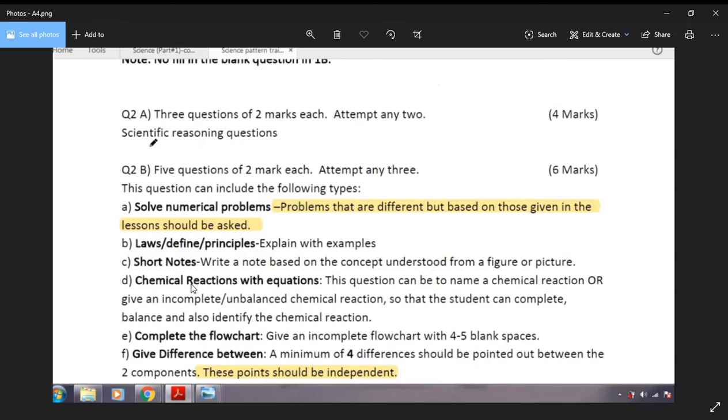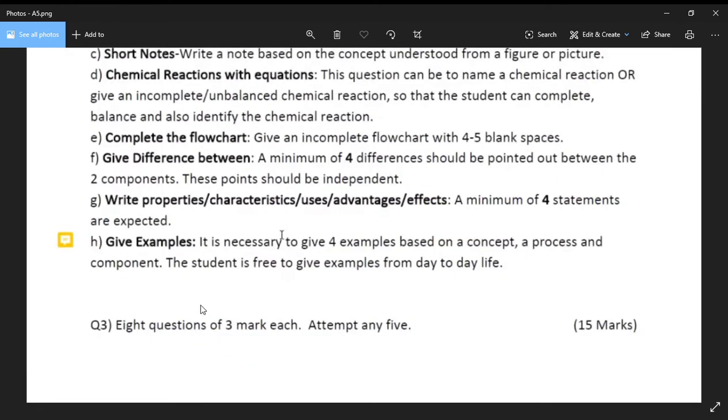Question 2A, there are 3 questions of 2 marks. You have to attempt any 2 scientific reasoning questions, that is total 4 marks. Question 2B, 5 questions of 2 marks, attempt any 3. This question can include the following types: solve numerical problem, laws, define principle, short notes, chemical reaction with equation, complete the flow chart, give the difference between, give examples, write properties, characteristics, uses, advantages and effects.